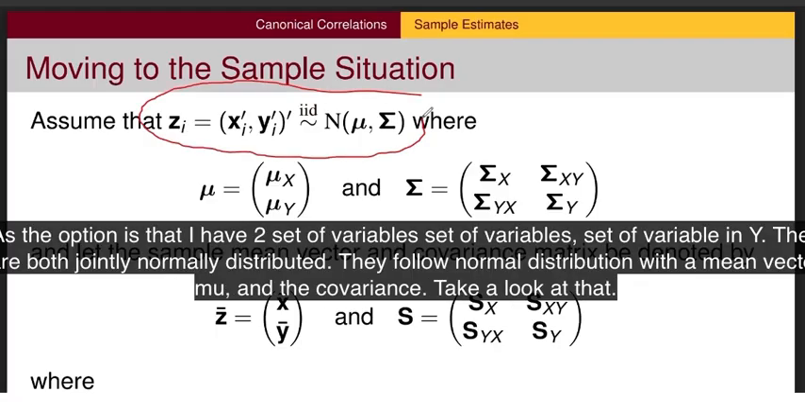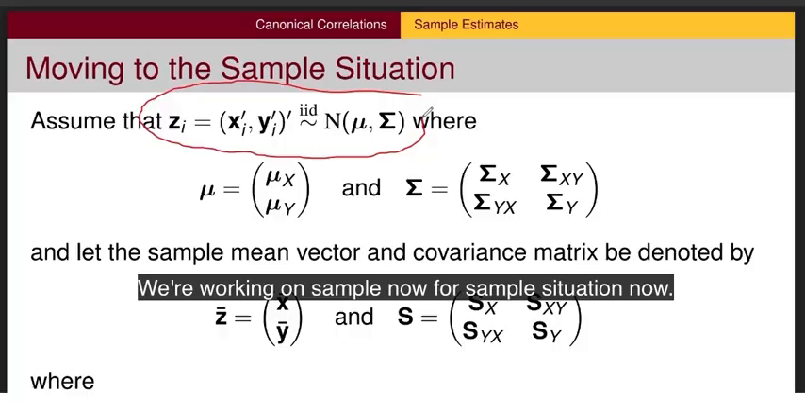The assumption is that I have two sets of variables, a set of variables in X, a set of variables in Y. They are both jointly normally distributed. They follow a normal distribution with the mean vector, mu, and the covariance. Take a look at that. We're working on the sample now. For the sample situation now. Okay?